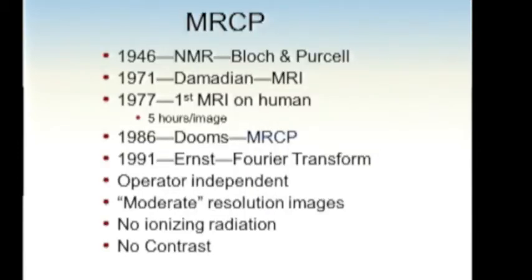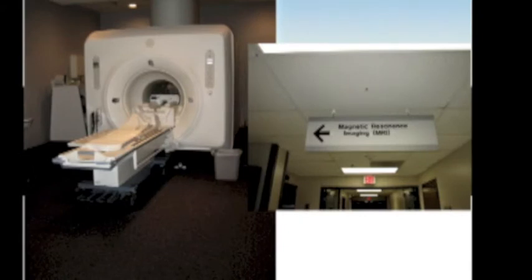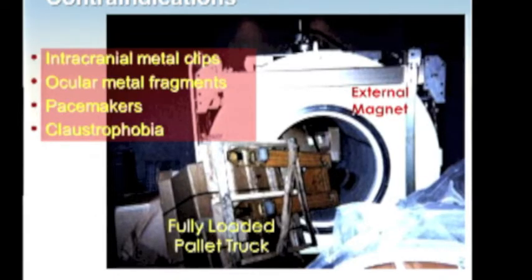So what are we left with? Well, we get to MRCPs, for which the basic work was done in the 50s through the 70s. The first MRCP was done in 1986, and you can see that it's less operator dependent. There's no ionizing radiation. There are some problems with metal clips and things in patients. This is an example of a fully loaded pallet truck that had metal on it when somebody accidentally energized the magnet while putting the thing together. So we have to worry about some of the problems with MRCP as well.